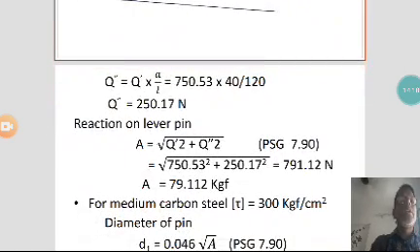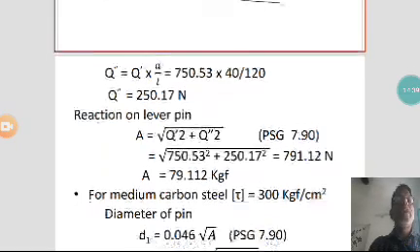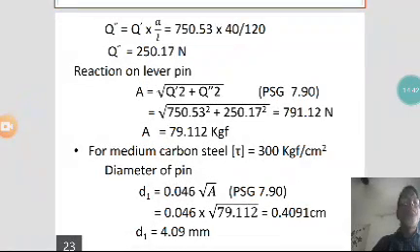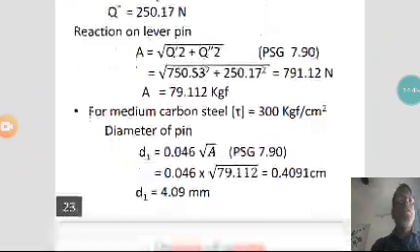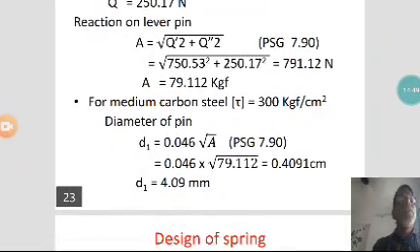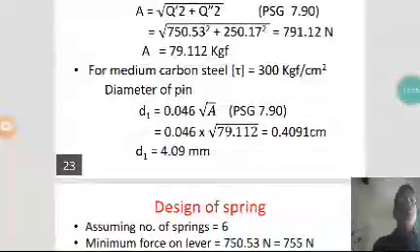Now once you get this Q dash and Q double dash, you can find out the reaction on the pin, because you can see here Q dash is acting horizontally, Q double dash is acting vertically. So the resultant is always the square root of Q dash square plus Q double dash square. You substitute the value, you will get the value of A, that is the reaction on the lever pin. Now if you assume that the material for the lever pin is medium carbon steel, then tau is equal to 300 kgf per centimeter square.